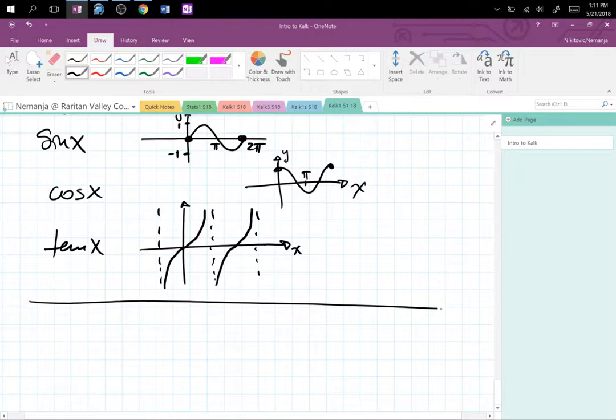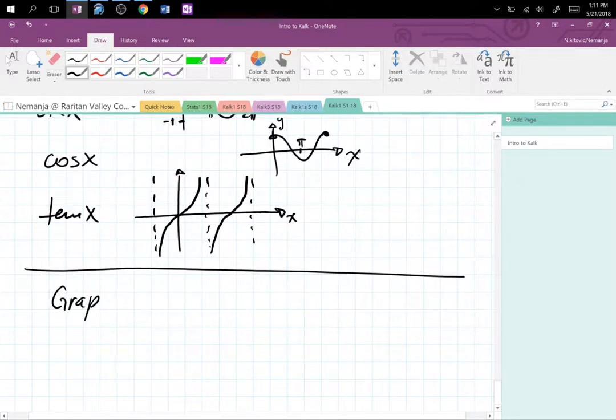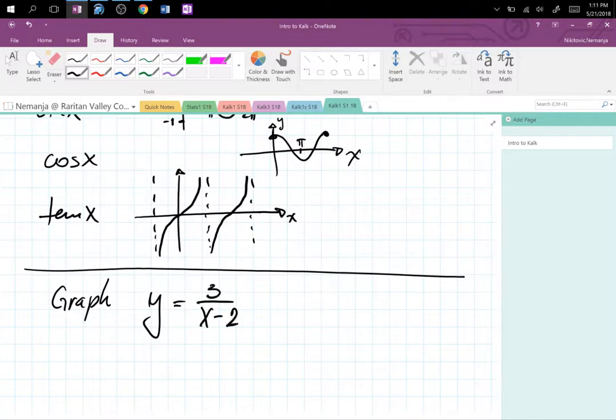Now I just want to give an example from your pre-calculus. So graph y equals 3 over x minus 2. All right, so this 3 is going to be a vertical stretch. Generally, we don't care about that, right? What we care about is this minus 2, so x minus 2 in the denominator. What do I know?